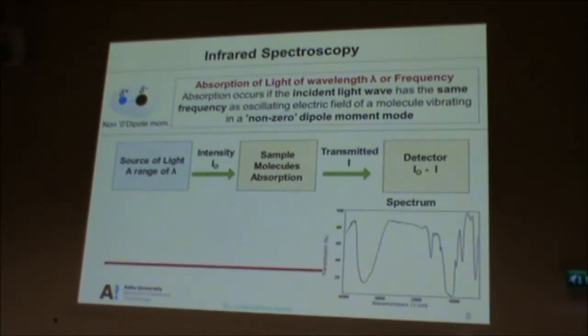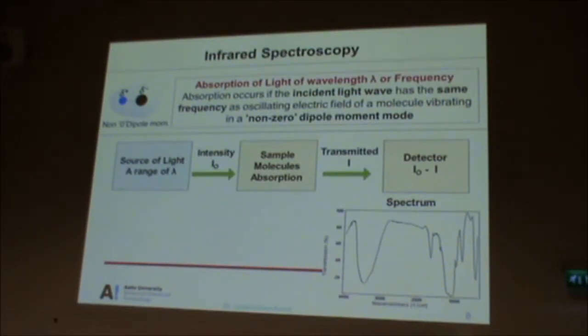So for example, if you take a source of light that has a fluctuating electric field, and a molecule that has a bond with a mode of vibration that has non-zero dipole moment, and the frequency happens to match, then it absorbs radiation. The initial intensity is I naught, the transmitted intensity is I. The difference, I naught minus I, is absorption. And this whole thing is the basis of infrared spectroscopy.